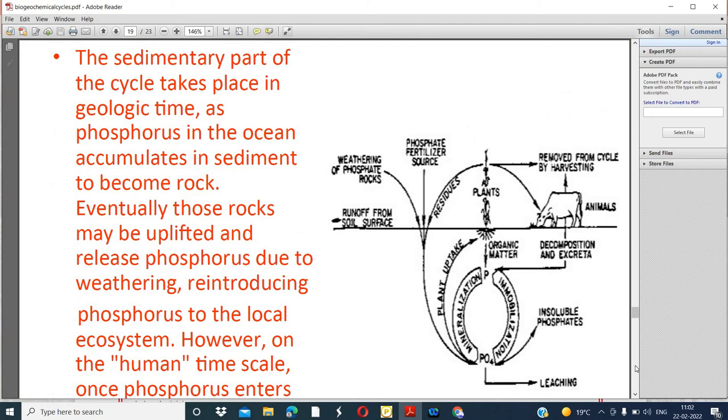The sedimentary part of the cycle takes place in geological time, because it takes a longer time. So the phosphorus in the ocean accumulates in sediment to become rocks. It will be unavailable there. So those rocks may be uplifted and release phosphorus due to weathering, reintroducing phosphorus to the local ecosystem.